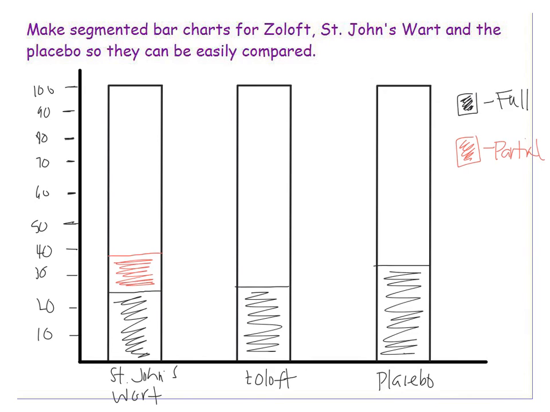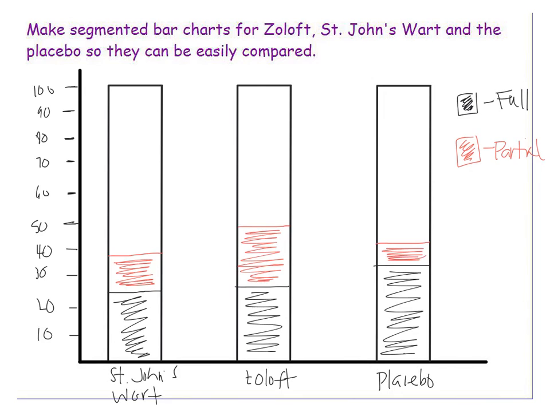So Zoloft, I was at 25. I have to add another 24, so that puts me at 49. So I need to go just below 50. Placebo, I was at 32. I'm adding on another 11, and so that puts me at 43. So not quite up to 45 yet.